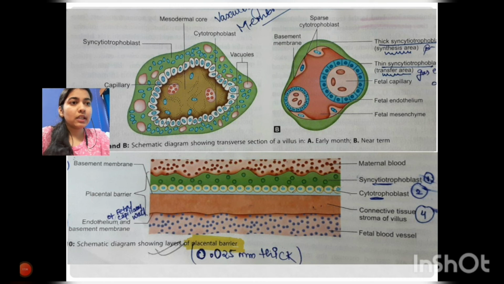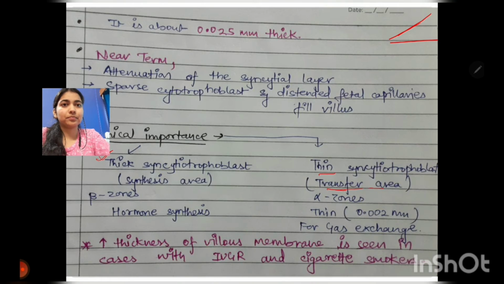This diagram shows some thin areas and some thick areas. Thin areas are mainly for gaseous exchange, known as the transfer area, and thick areas of syncytial trophoblast are for hormonal synthesis. In the early months, both are in equal ratios and there are no thin and thick areas, but near term this happens. So there is attenuation of the syncytial layer, sparse cytotrophoblast, and distended fetal capillaries fill the villus.